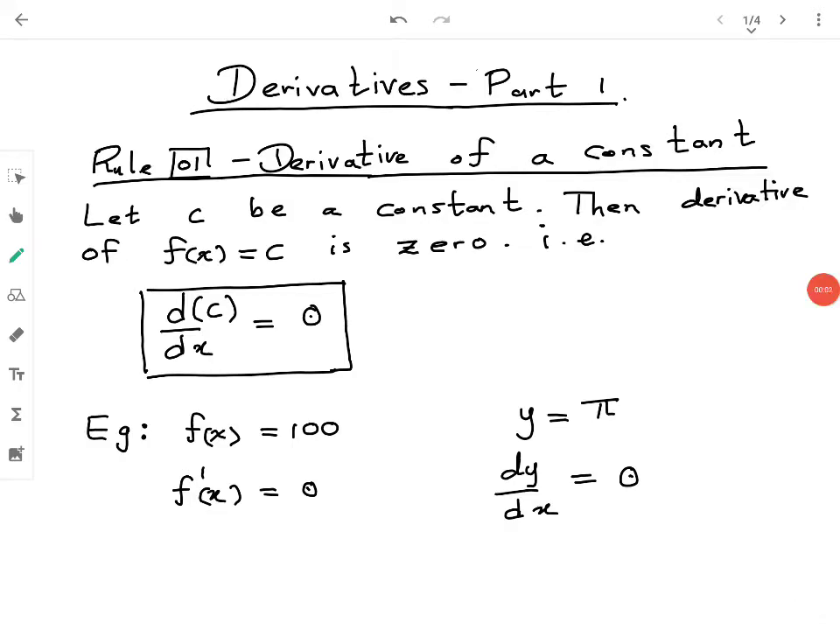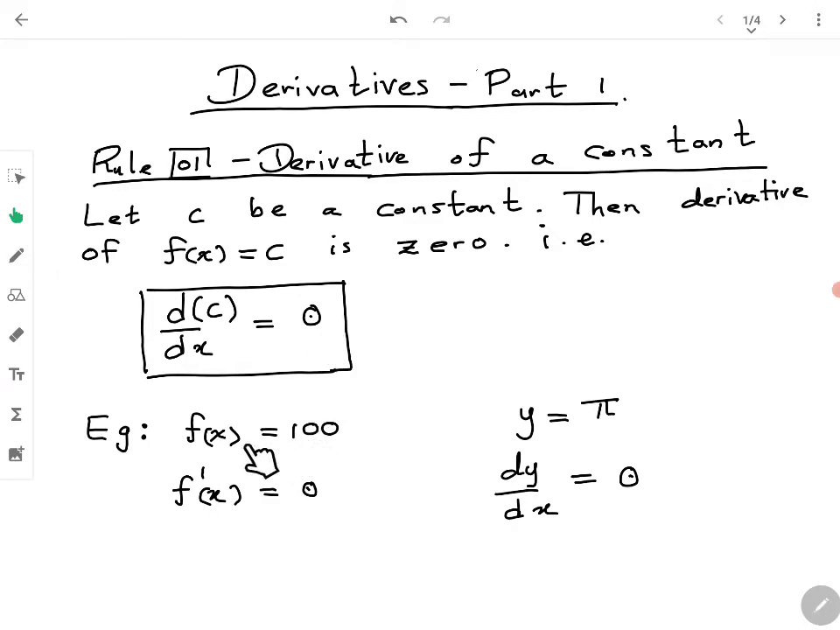Okay, so this is the first part of a series of lessons involving derivatives. In today's lesson we are going to discuss three basic derivative rules. The first rule is the derivative of a constant. Let C be any constant, that means any real number. Then the derivative of the constant function f(x) = C is always 0. So if you take the derivative of a constant, it's always going to be equal to 0.